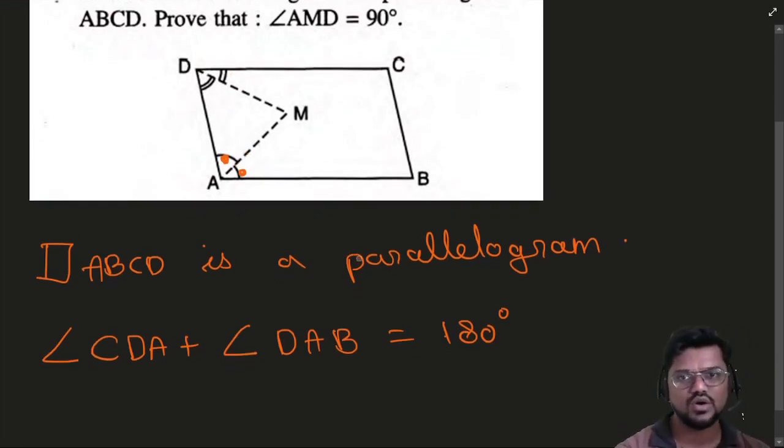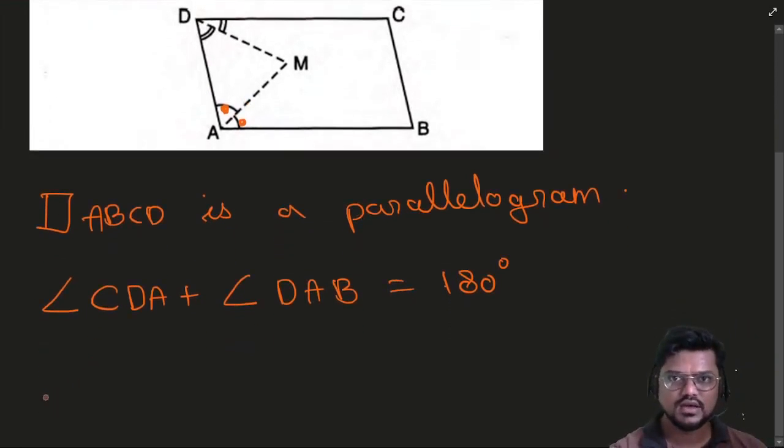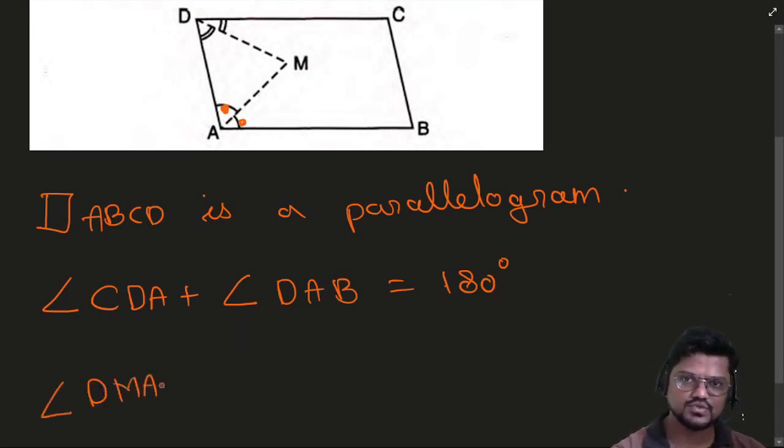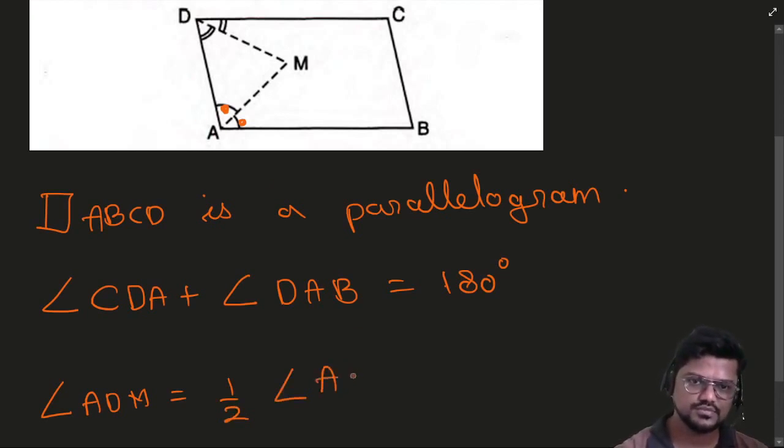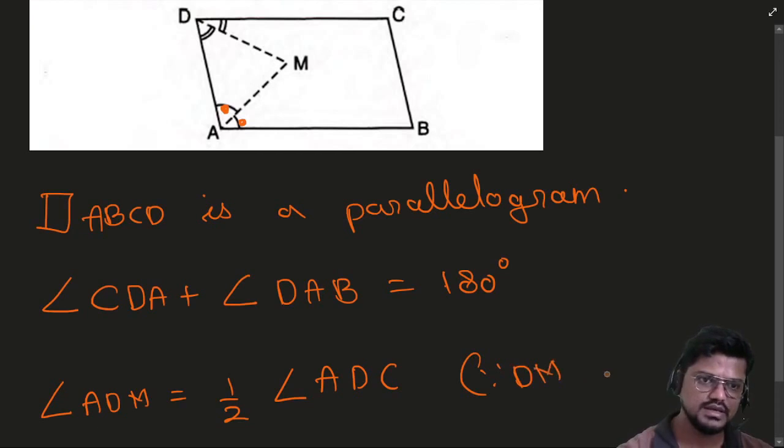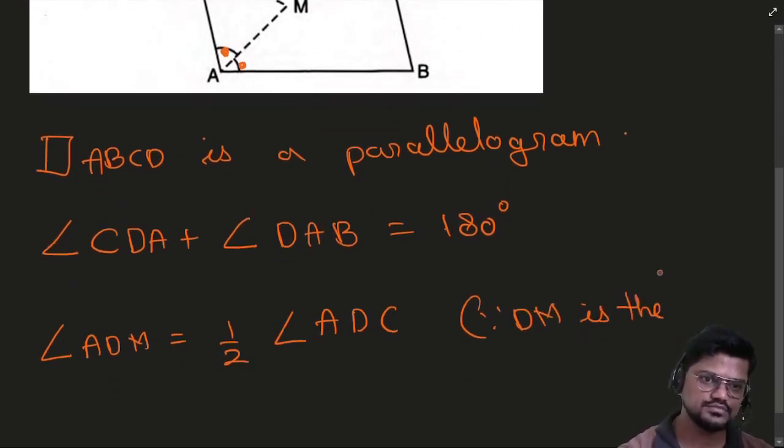Also, they have given angle ADM will be equal to half of angle ADC. Yes or no? Why? Because DM is the angle bisector.